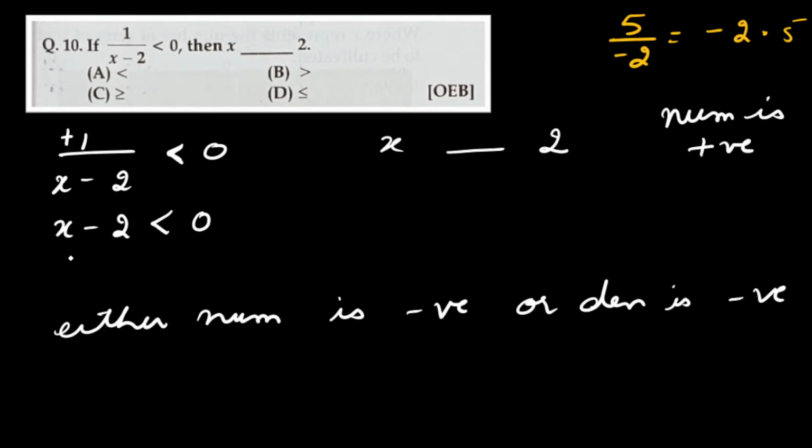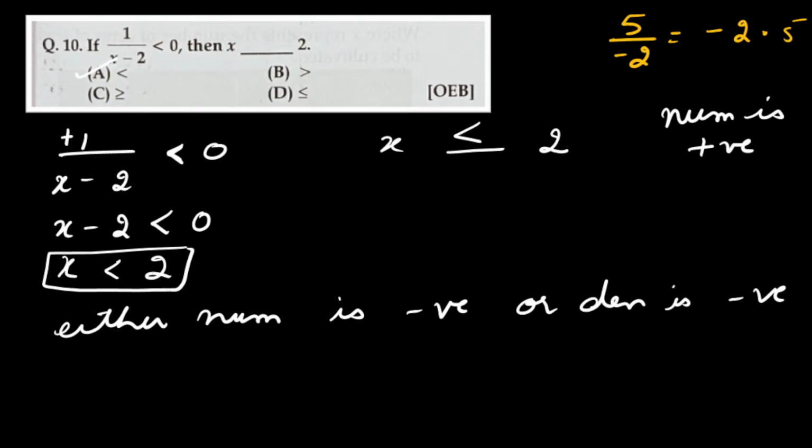So if I solve this, minus 2 I'll shift to the other side. It will become plus 2. So x is less than 2. So that means the less than symbol will come, option A. Yes, Monish has sent the answer, option A. Option A is the correct answer.